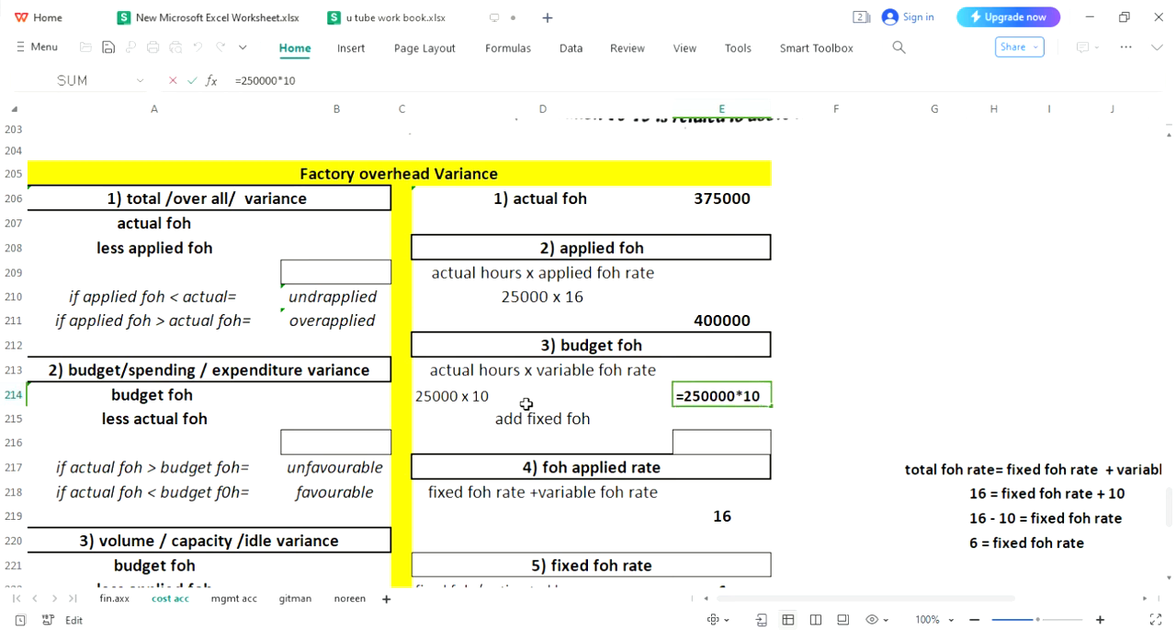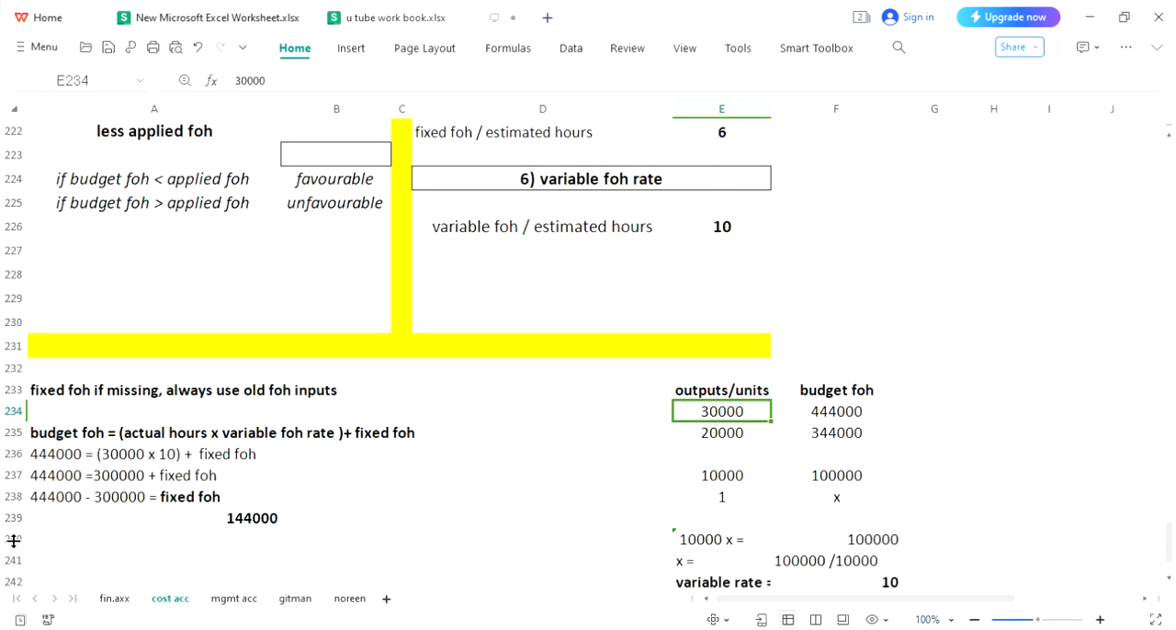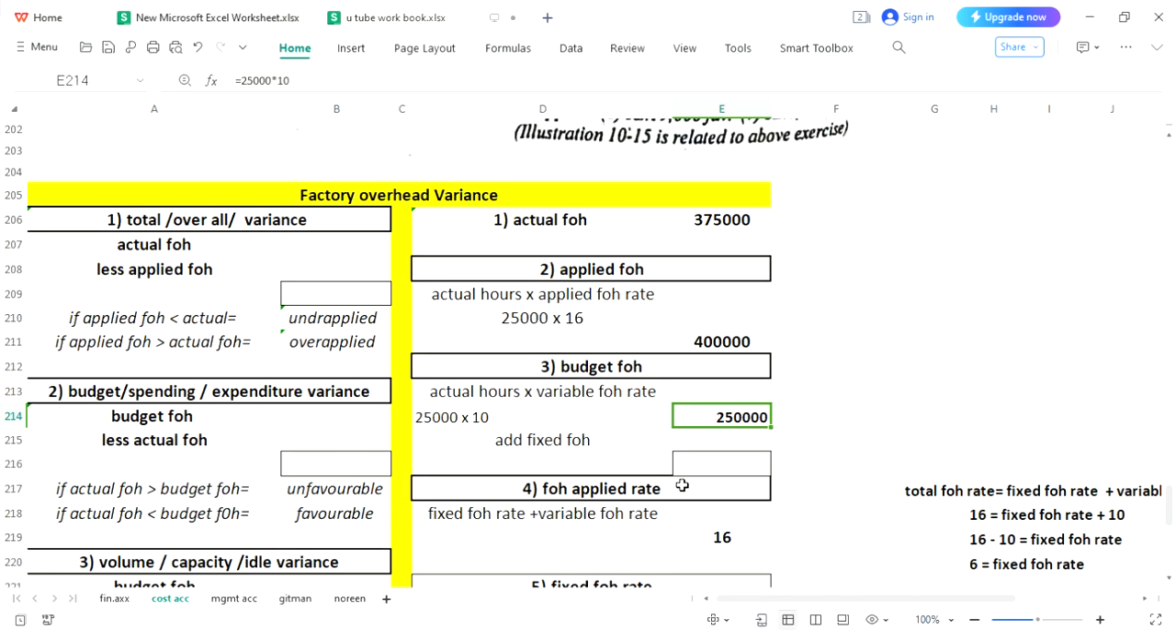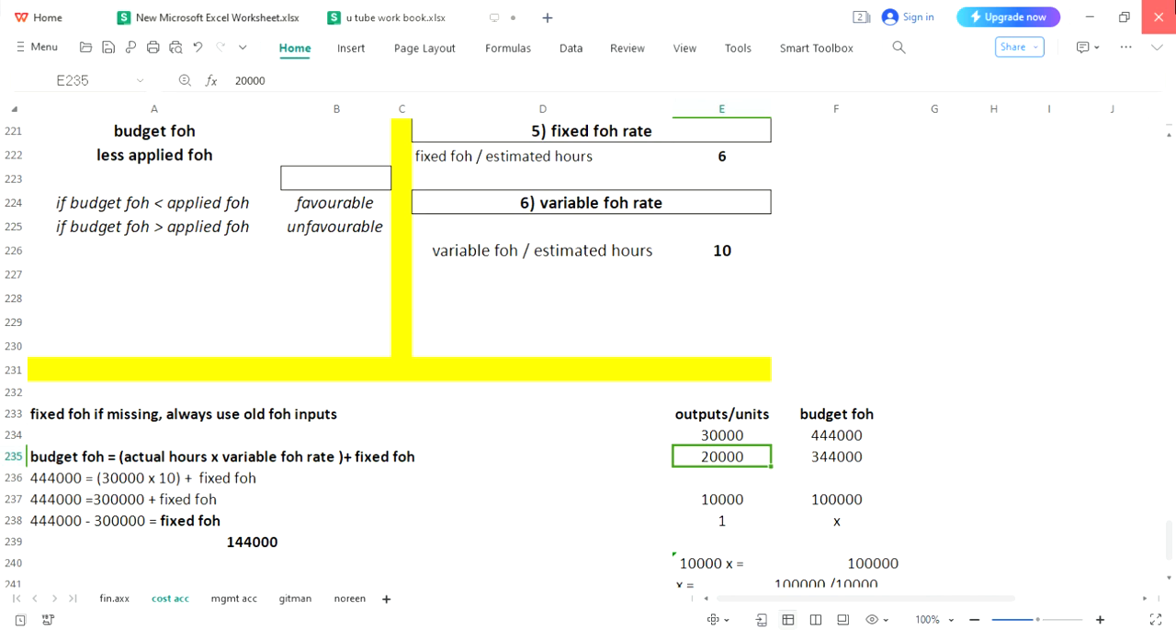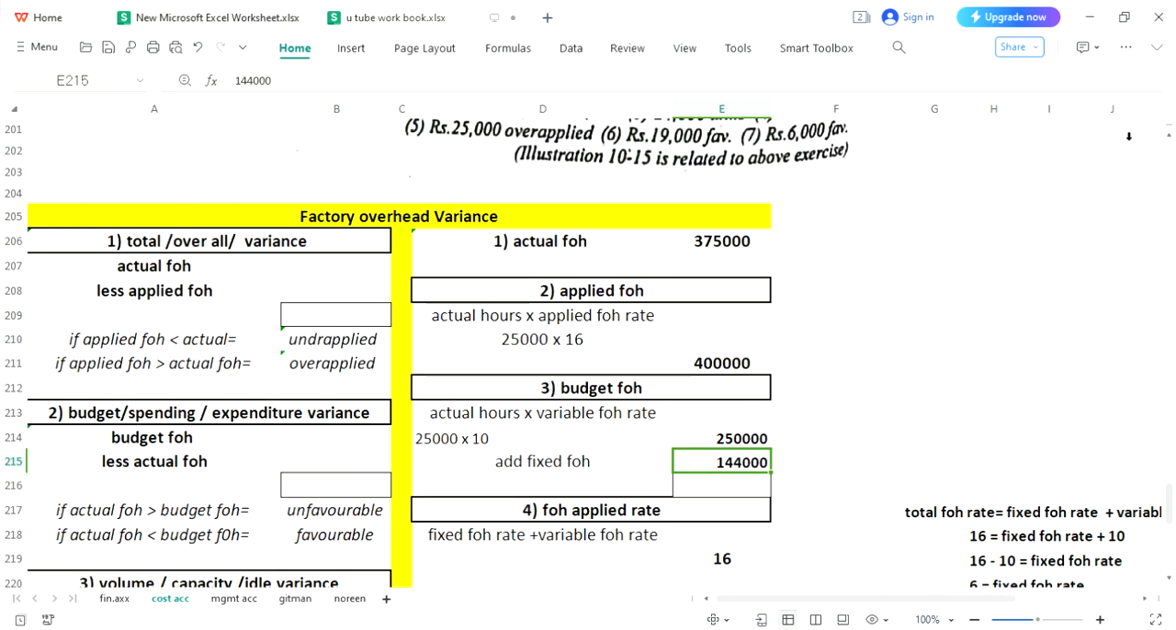we are going to put fixed FH. Okay, come over here. You have calculated your fixed FH through this equation: 144,000. So put 144,000 over here, 1,44,000. Okay, it was fixed FH. When we add both, we will get budget FH. The first element is 2,50,000 and you are going to add fixed FH 1,44,000. So your budget FH is also calculated.